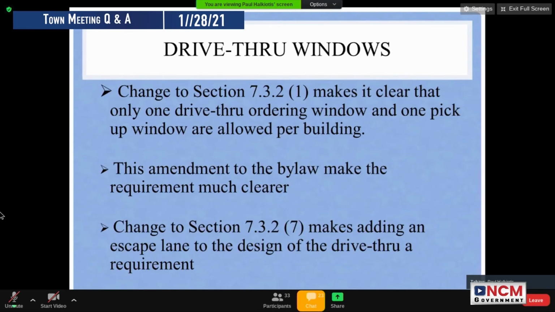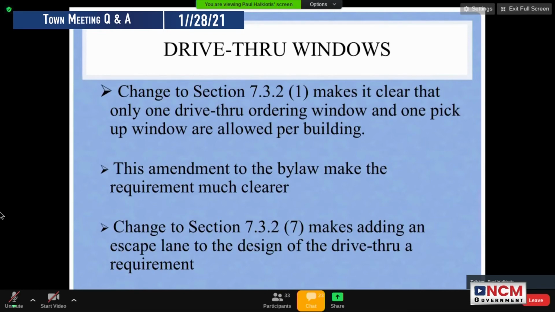So once you got in there to get your cup of coffee and you went around the corner of the building, you had no way out. And so we felt that a better design solution that we needed to incorporate into our regulations was to require that there be a way out in case somebody has to get out of that lane once they're in it. If they have to bail out and get out of there, this new requirement will allow that.